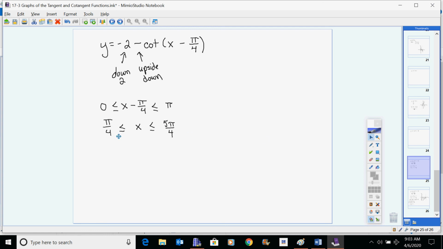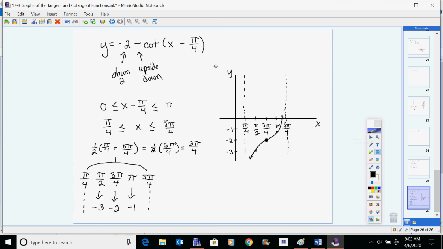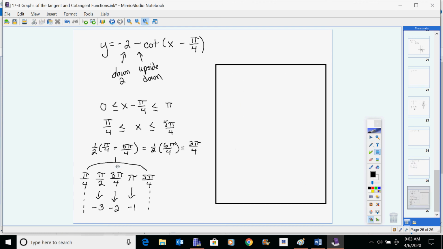You need to figure out your middle. This is a little bit different. You need to figure out your middle by pi over 4 plus 5 pi over 4 gives you 6 pi over 4. But times a half gives you 3 pi over 4 for your middle. Okay, we'll show this just right quick. 3 pi over 4 for your middle.